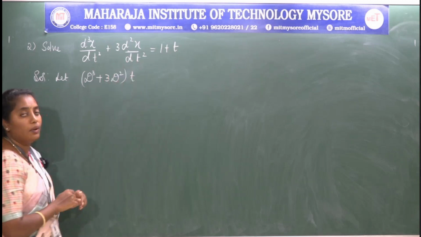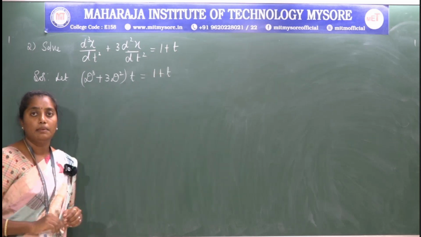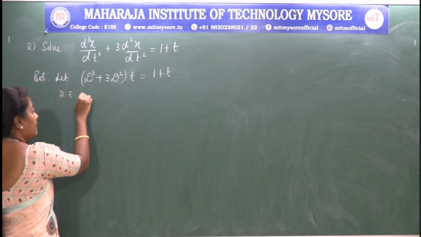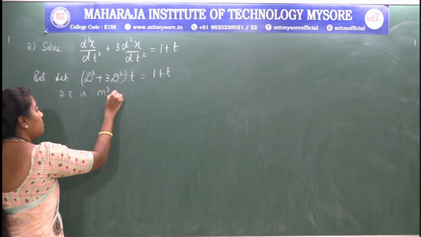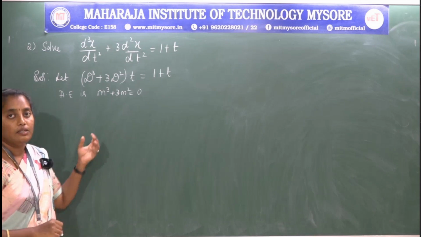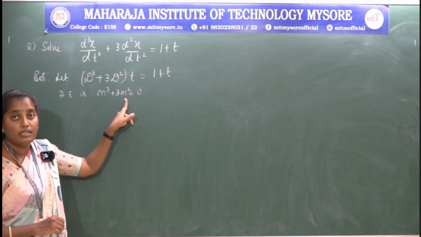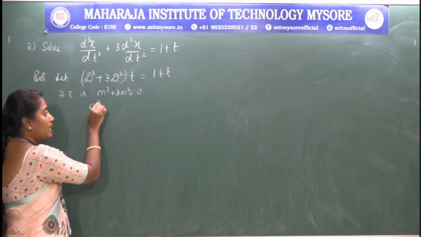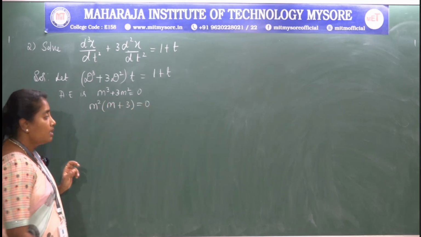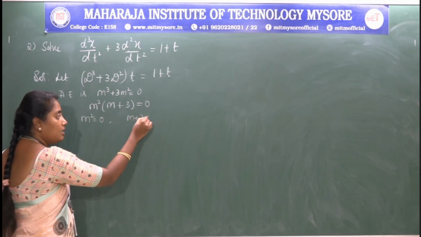Let us take the given differential equation in differential operator form, d cube plus 3d square of t is equal to 1 plus t, which is the given polynomial equation. To find the complementary function, the auxiliary equation is m cube plus 3 times m square is equal to 0. To find the roots, we can easily factorize this because m square is common in both elements. By taking m square as a common term, the remaining element is m plus 3 equal to 0. Simplifying this, m square equal to 0 and m plus 3 equal to 0.